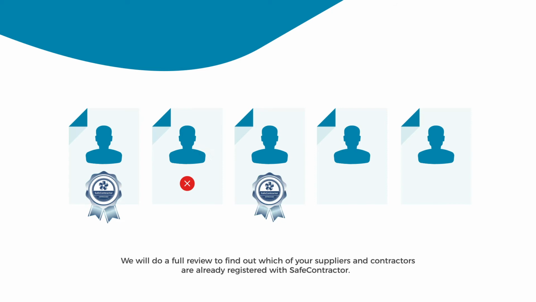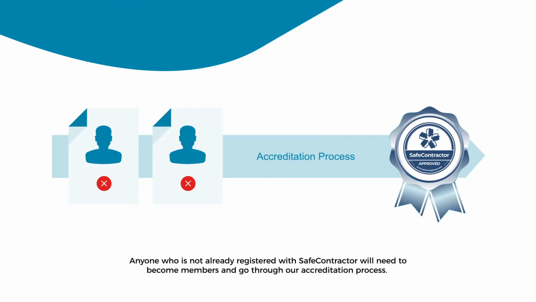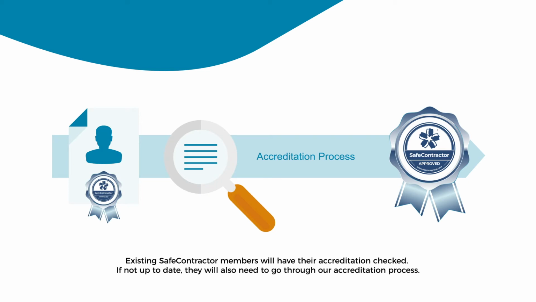We will do a full audit of all of your suppliers and contractors to find out who are already registered with SafeContractor and who aren't. Anyone in your supply chain who is not registered with us already will need to become SafeContractor members and go through our accreditation process. Existing SafeContractor members will be checked to make sure their accreditation is up to date. If not, they will also need to go through our accreditation process.